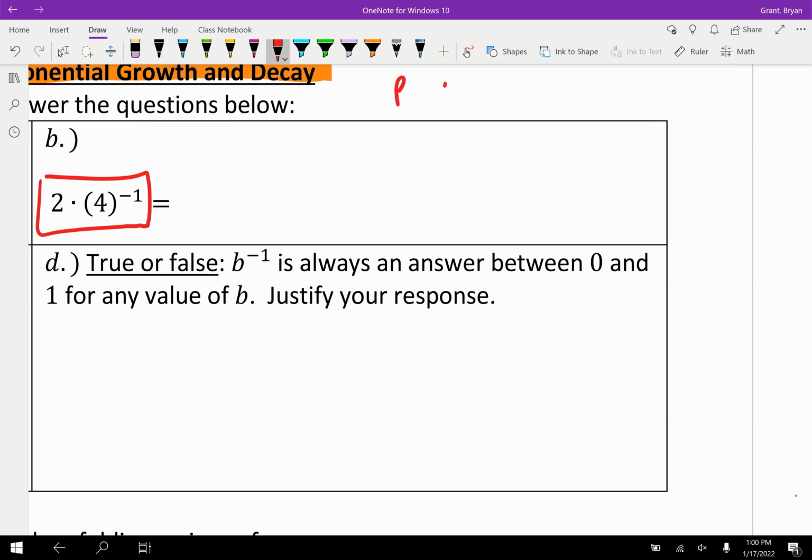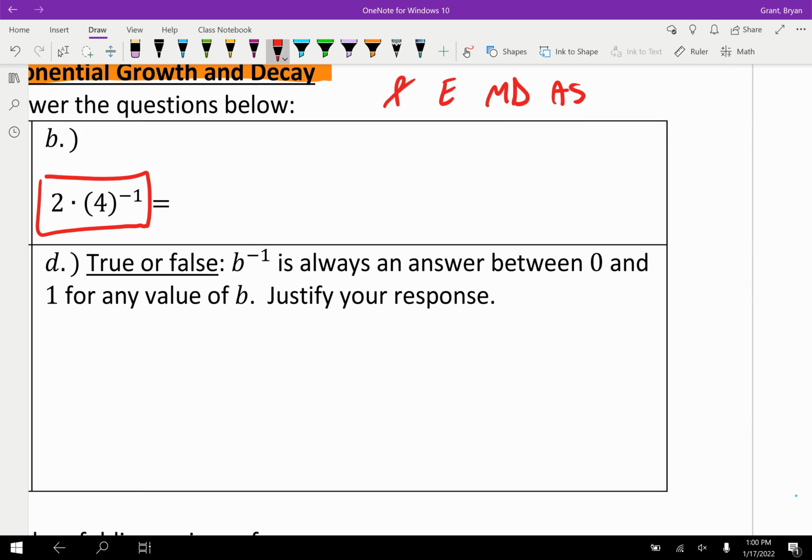All right, let's compare that to B. PEMDAS as well. We'll just write this up here so we have that nice reference. Nothing to do inside the parentheses. There's just a 4. Now we do the exponent. So we have 4 to the negative first. How do we tackle 4 to the negative first?